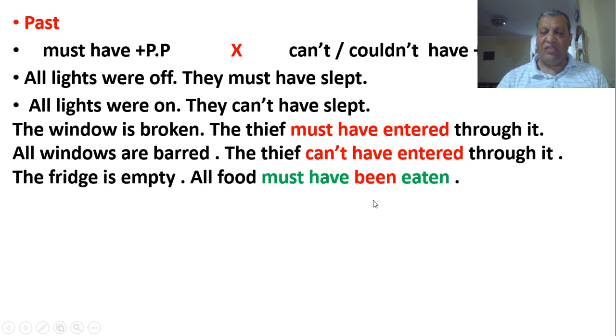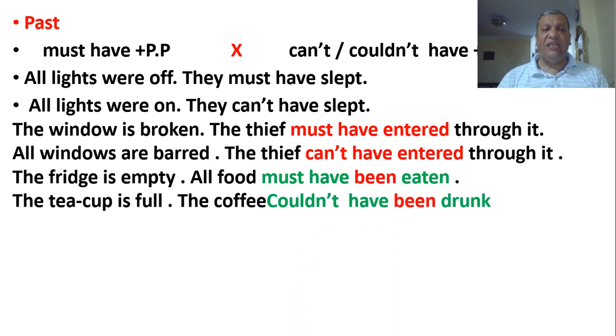Right? Another sentence. Okay? The teacup is full. Someone gives you a teacup and you left it for a long time. So someone saw it and it was full. What does he or she understand? It means that the coffee or the tea or any drink can't have been drunk. Can't or couldn't, the same meaning. Can't have been drunk, and also passive in the past.